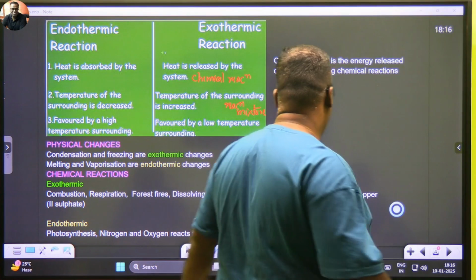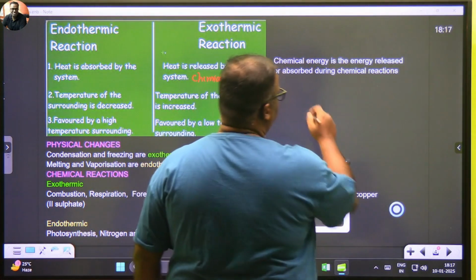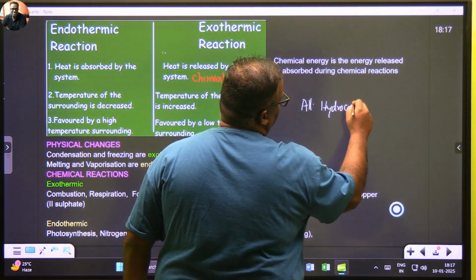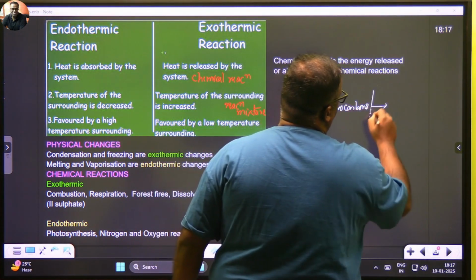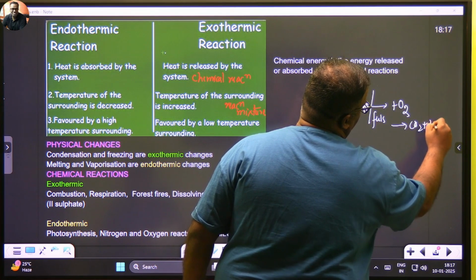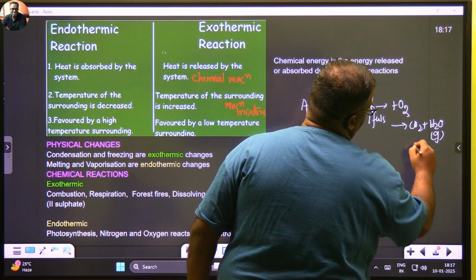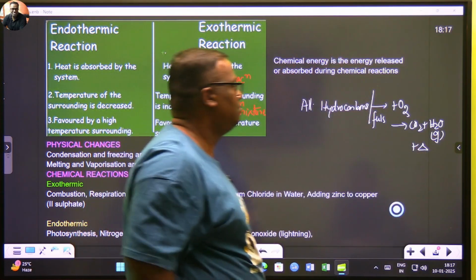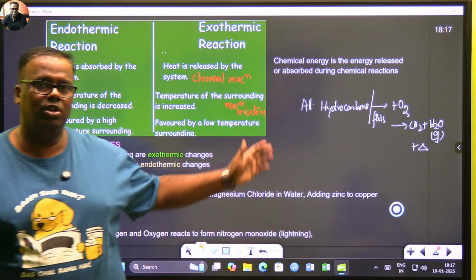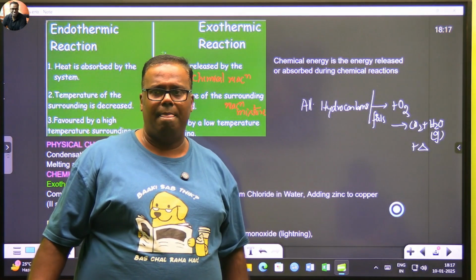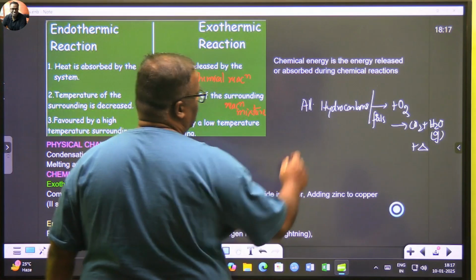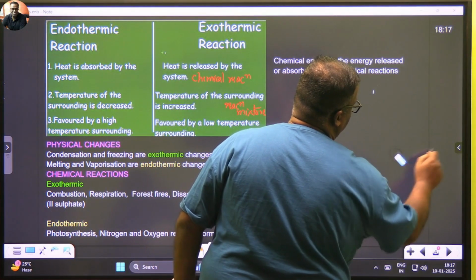Okay. Also remember one thing, though this will be helpful in other chapters: all hydrocarbons or fuels, whenever they react with oxygen, will give you CO2 plus H2O. This H2O is water vapor actually. Plus heat. This is always an exothermic reaction. Have you understood this one? All hydrocarbons: methane, ethane, propane, acetylene. So the best example is carbon burning.